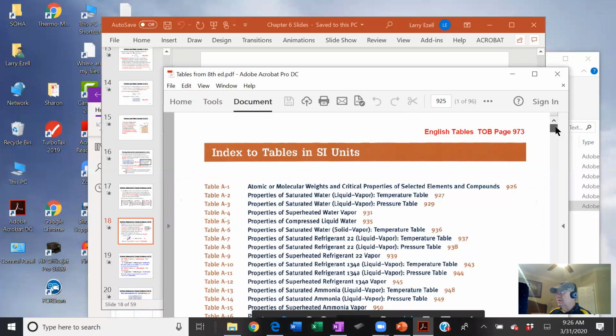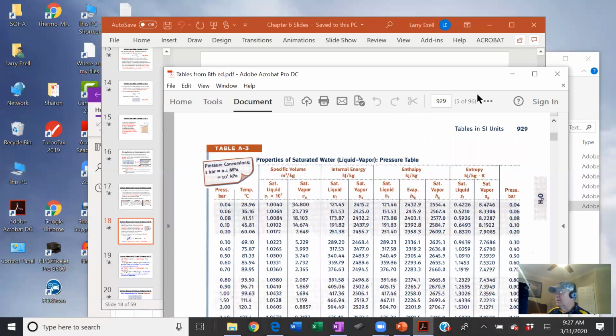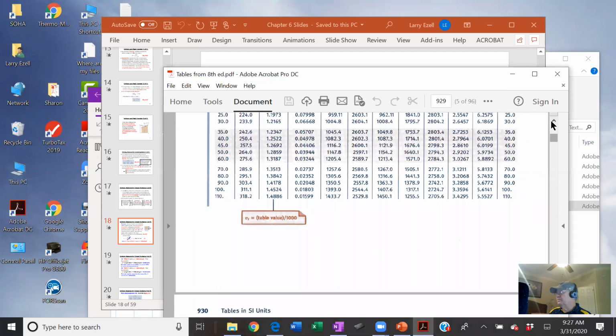All right, let's look at our tables. We want to look at saturated water, and we're looking at 5 bar and 400 degrees. We looked at the pressure table, 929. All right, let's go down to 5 bar. Sorry.